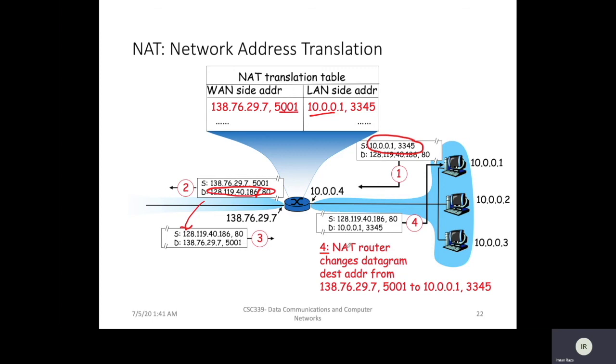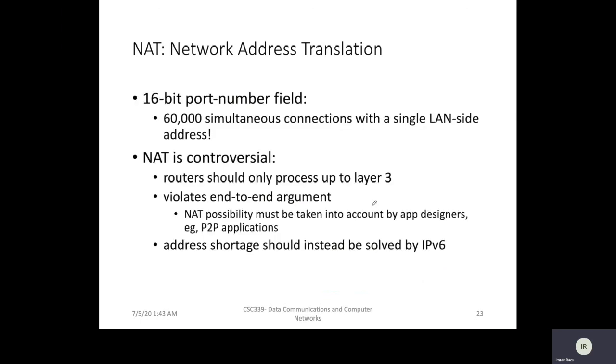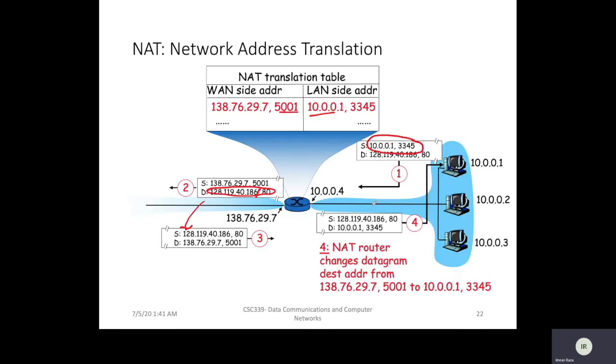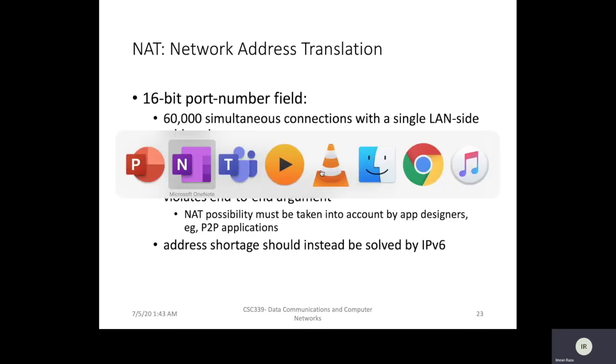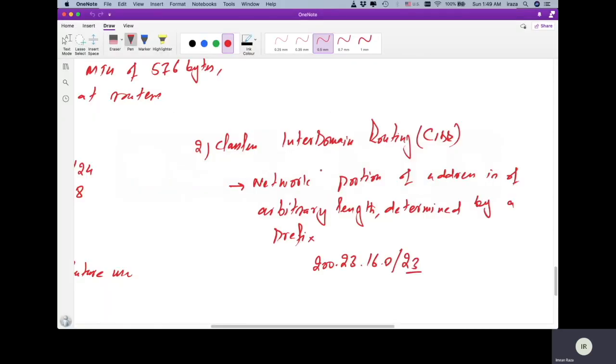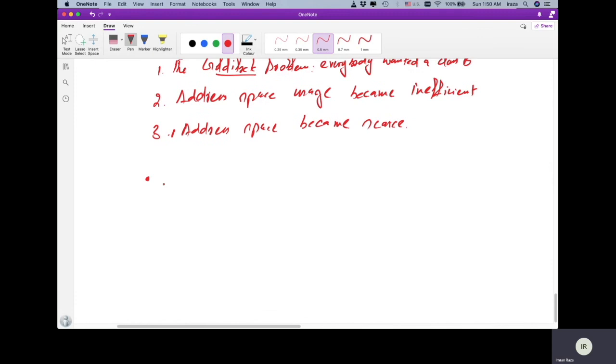So the NAT IP address and the new port in the destination field is replaced with the source IP address and the port number. And this is how the response is forwarded to the specific host in a network, right? Let's try to look at the advantages and disadvantages of NAT in detail. So we want to talk about network address translation advantages and disadvantages.